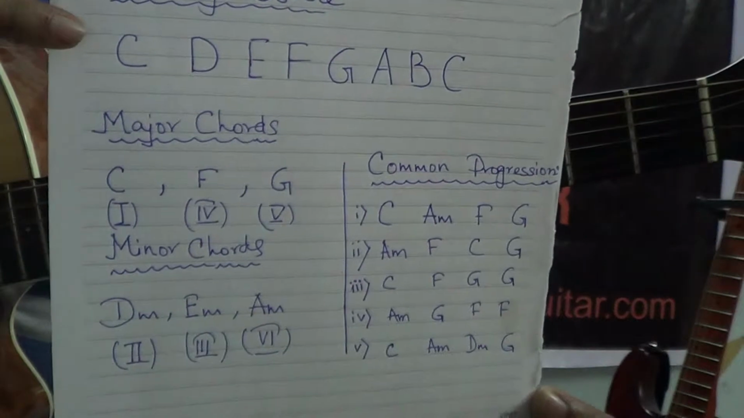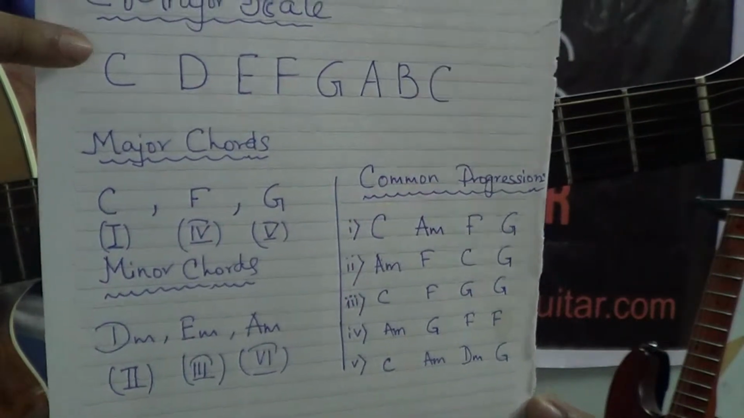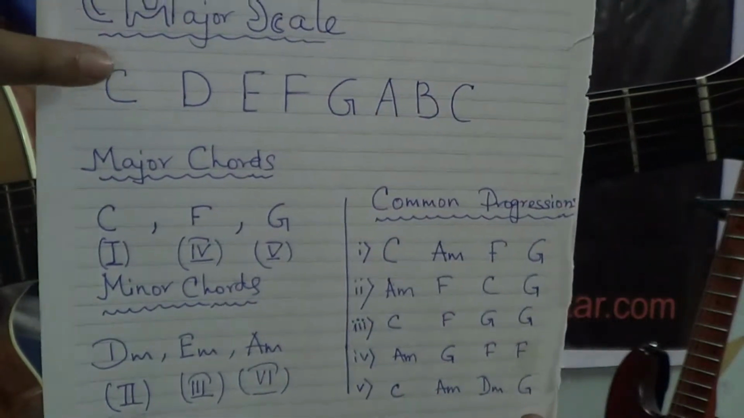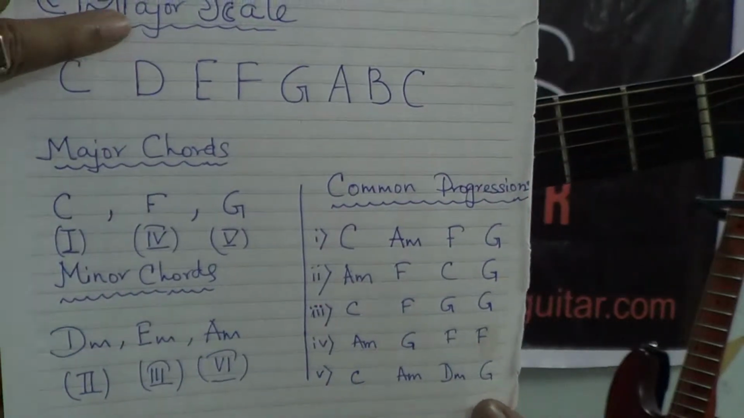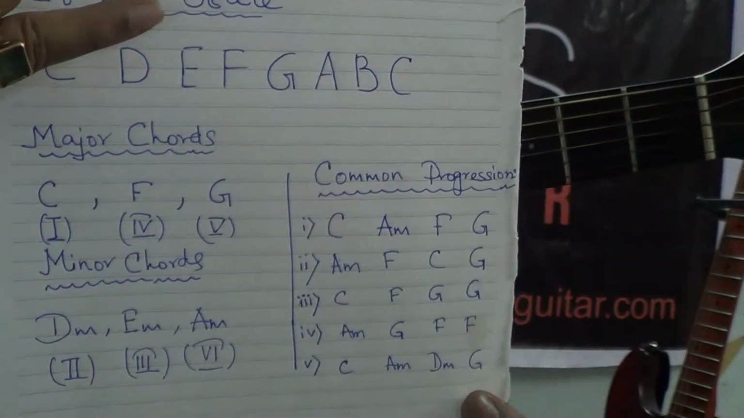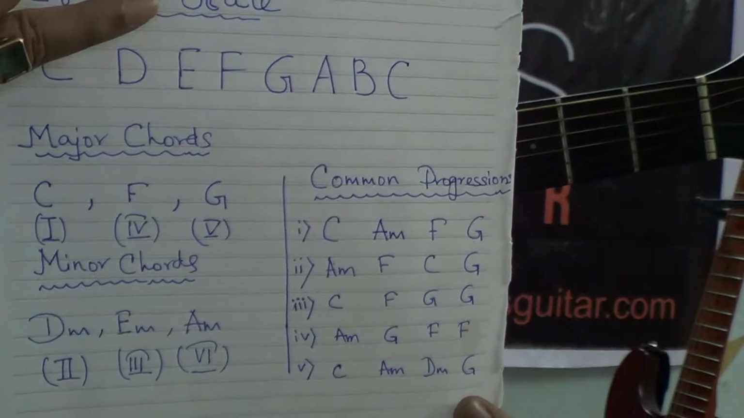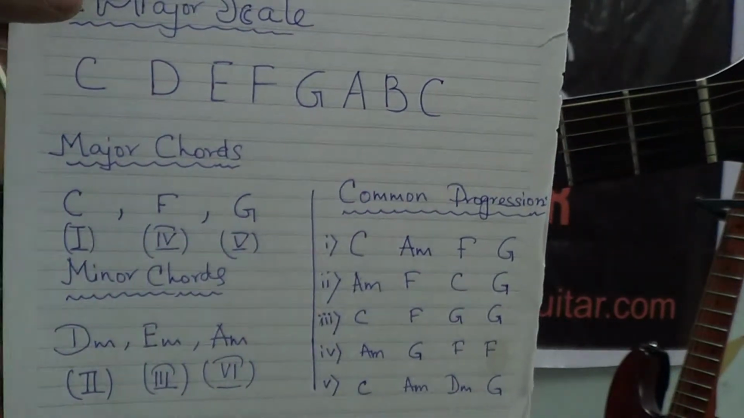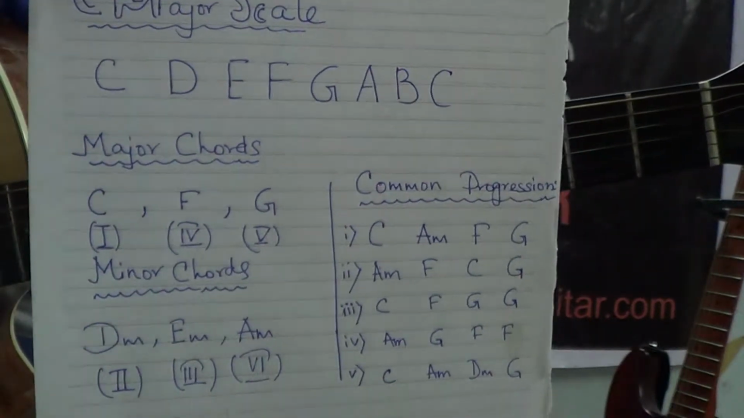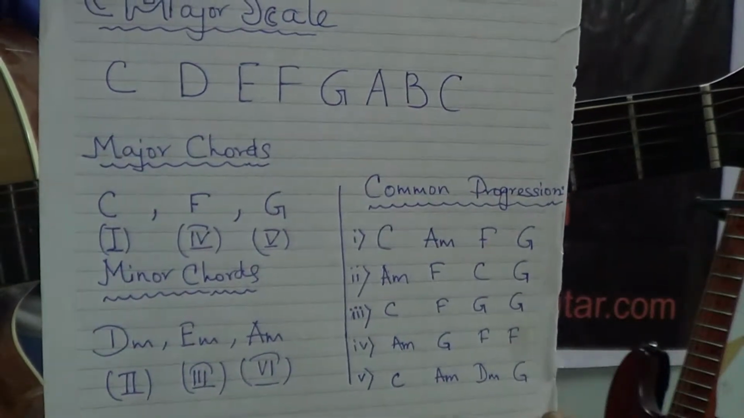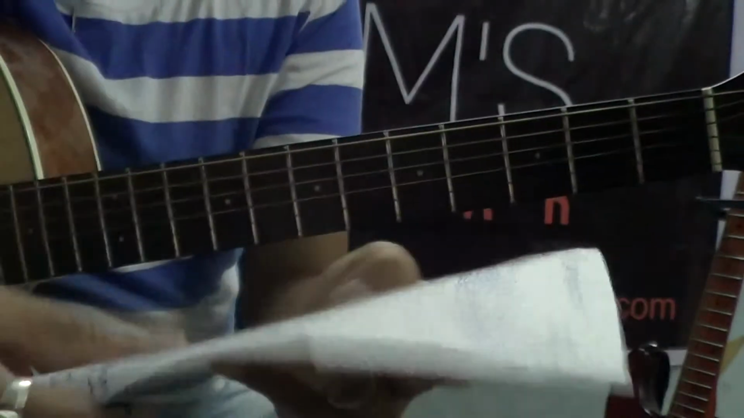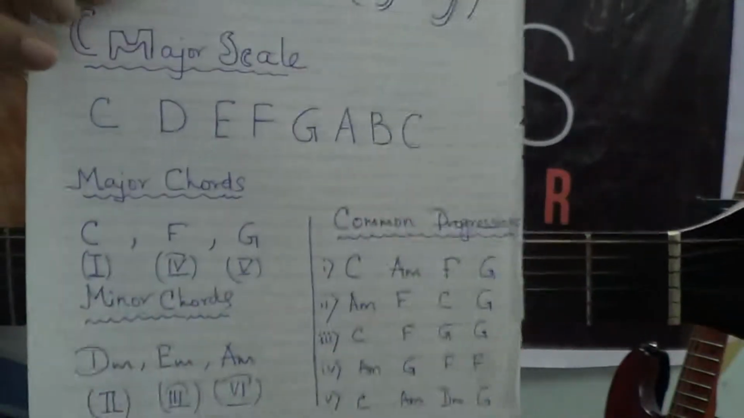And one thing I've forgotten to mention here is you should number the notes, like C is 1, D is 2, E 3, F 4, G 5, A 6, B 7, and so on. So I think you have copied it down. Let's move on. So right now let us analyze the chords of a major scale.